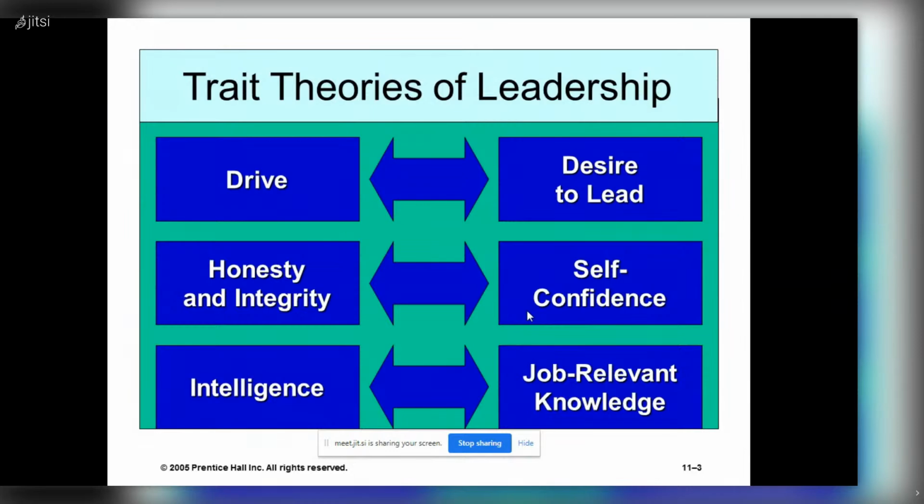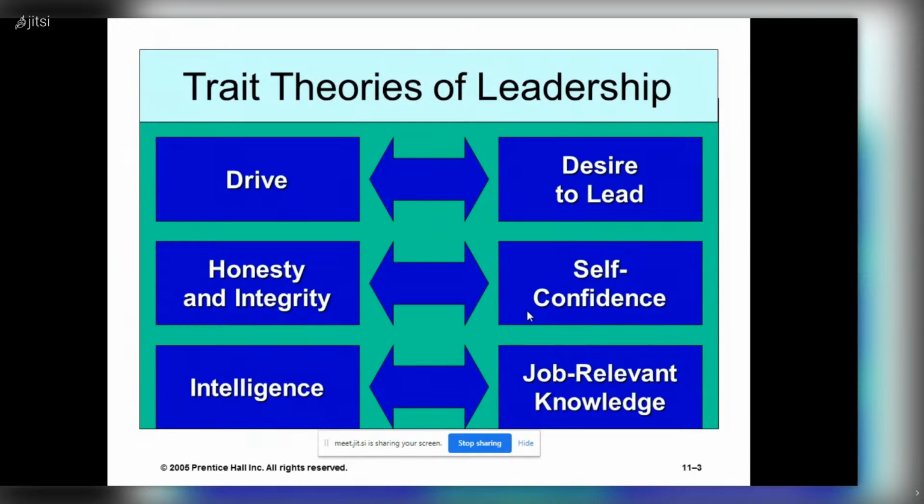Generally, if you observe, we have drive, desire to lead, honesty and integrity, self-confidence, intelligence, and job-relevant knowledge. When it comes to drive, leaders exhibit a high effort level. They have a relatively high desire for achievement. They are ambitious. They have a lot of energy. So they are tirelessly putting their efforts into their activities and they show initiative.